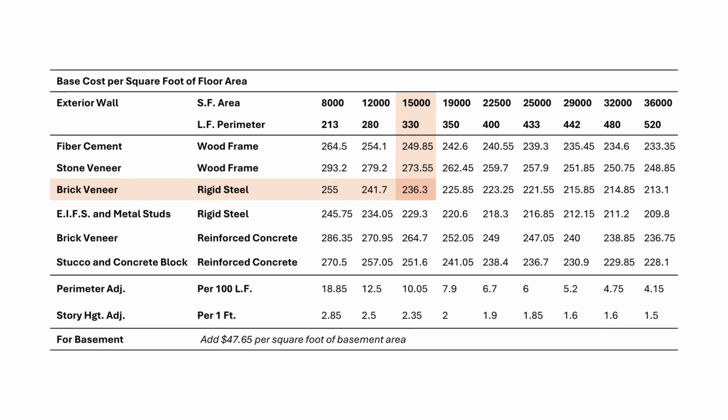Notice how RSMeans embeds design assumptions directly into the model. Perimeter length, story height, and system selection all matter. For this project, the intersection of brick veneer with rigid steel framing at the 15,000 square foot column results in a base cost per square foot of $236.3.